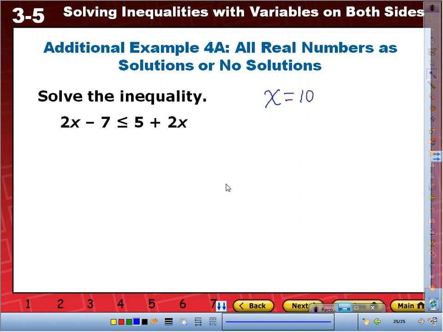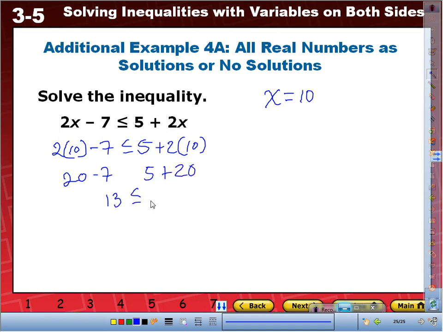10. So let's see. 2 times 10 minus 7 less than or equal to 5 plus 2 times 10. This is 20 minus 7. What is 20 minus 7? 13. This is 20 plus 5, that's 25. Is 13 less than or equal to 25? Yes. And if we continue substituting any of the numbers that you thought of, this will always be true.